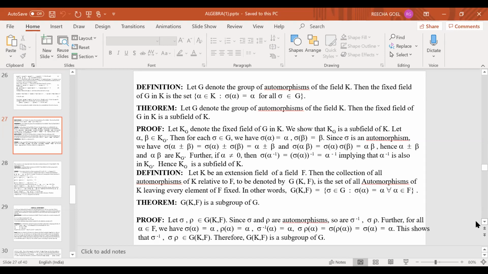So now let us proceed. Suppose alpha belongs to F. Then by definition of G(K/F), sigma alpha is equal to alpha, rho alpha is equal to alpha, sigma inverse alpha is equal to alpha, and sigma rho of alpha, which is nothing but sigma of rho of alpha, that is sigma of alpha, which is alpha. This shows that sigma inverse and sigma rho are all elements of G(K/F). And so G(K/F) turns out to be a subgroup of the automorphism group.